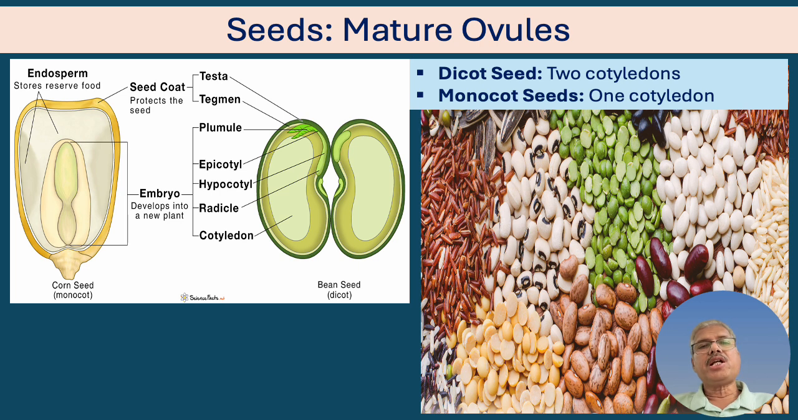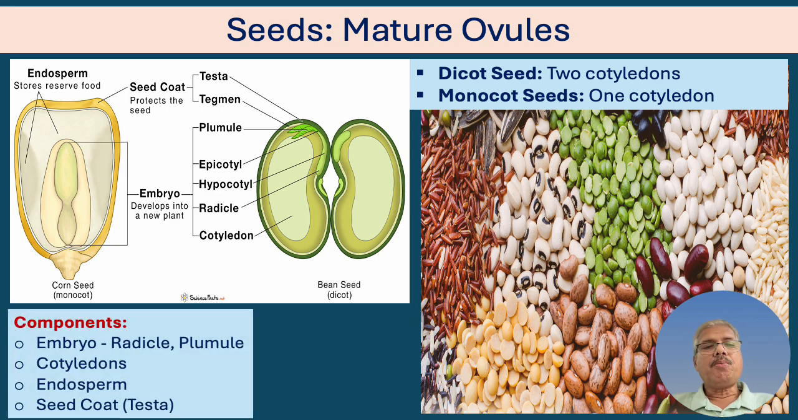A seed is a fertilized ovule containing an embryo and is the primary means of plant propagation. They are vital for the survival and the dispersal of plants. Dicotyledonous seeds have two cotyledons, whereas monocotyledonous seeds have only one cotyledon. The components of the seed include the embryo, that is the young developing plant consisting of the radicle, the embryonic root, and the plumule, the embryonic shoot. The cotyledons are the seed leaves, which may store food.